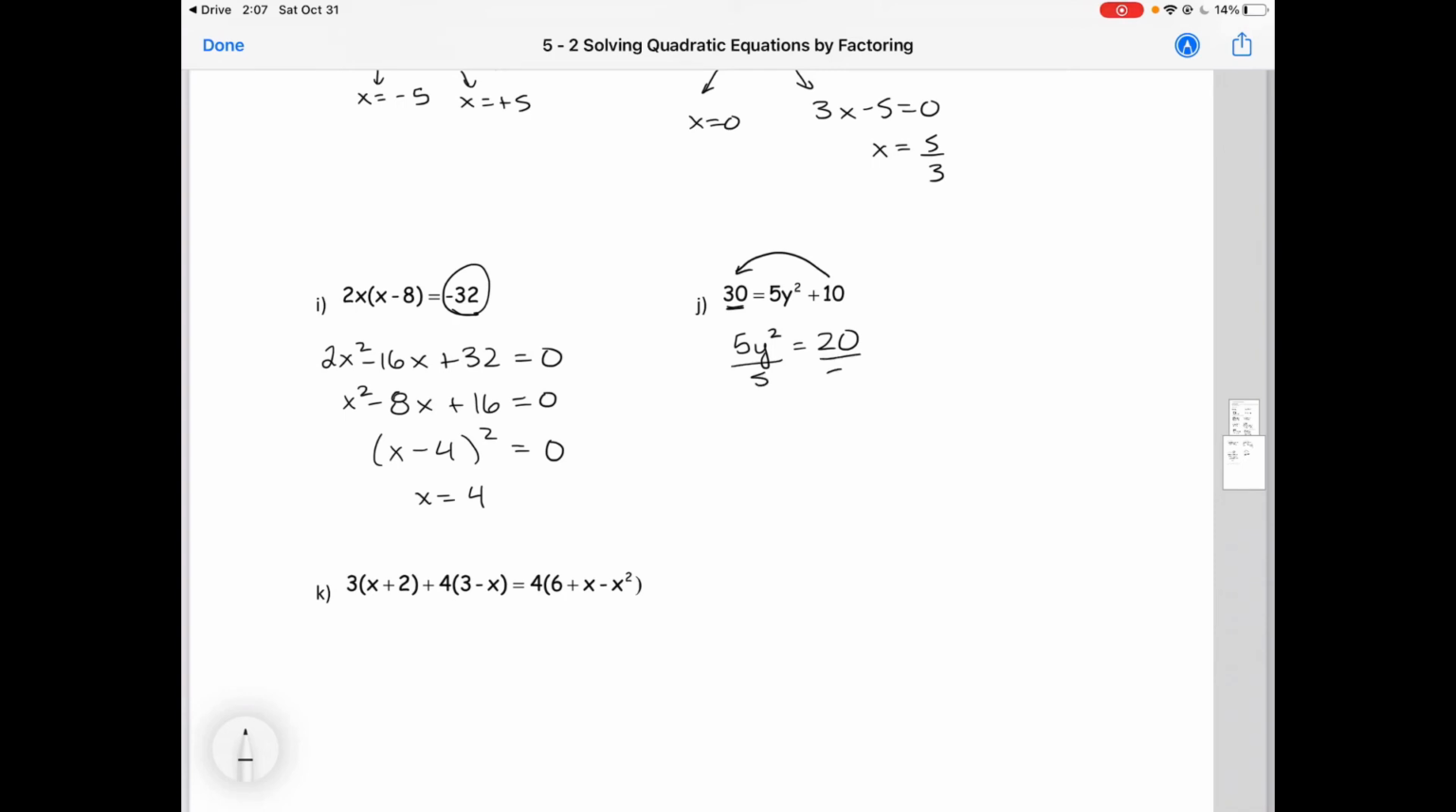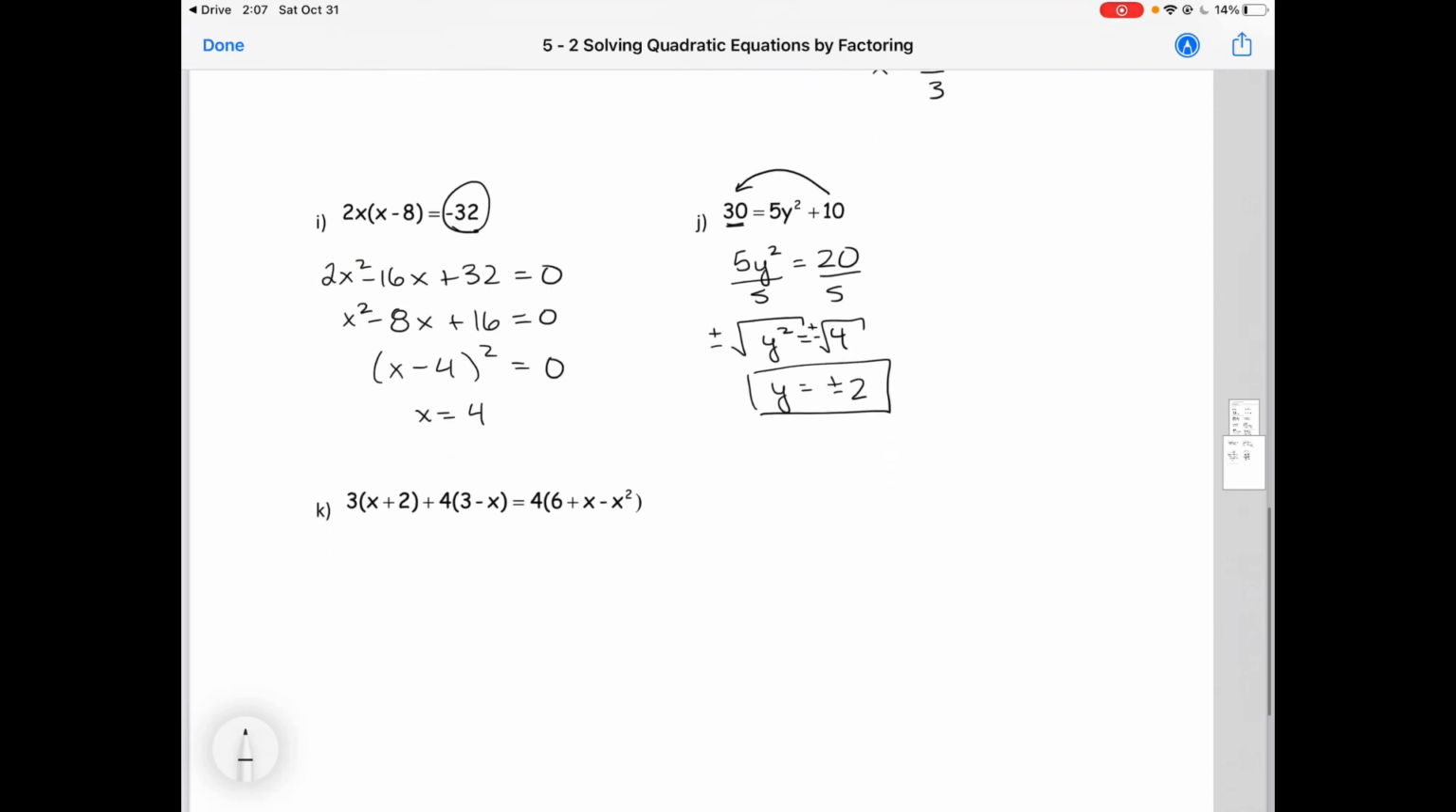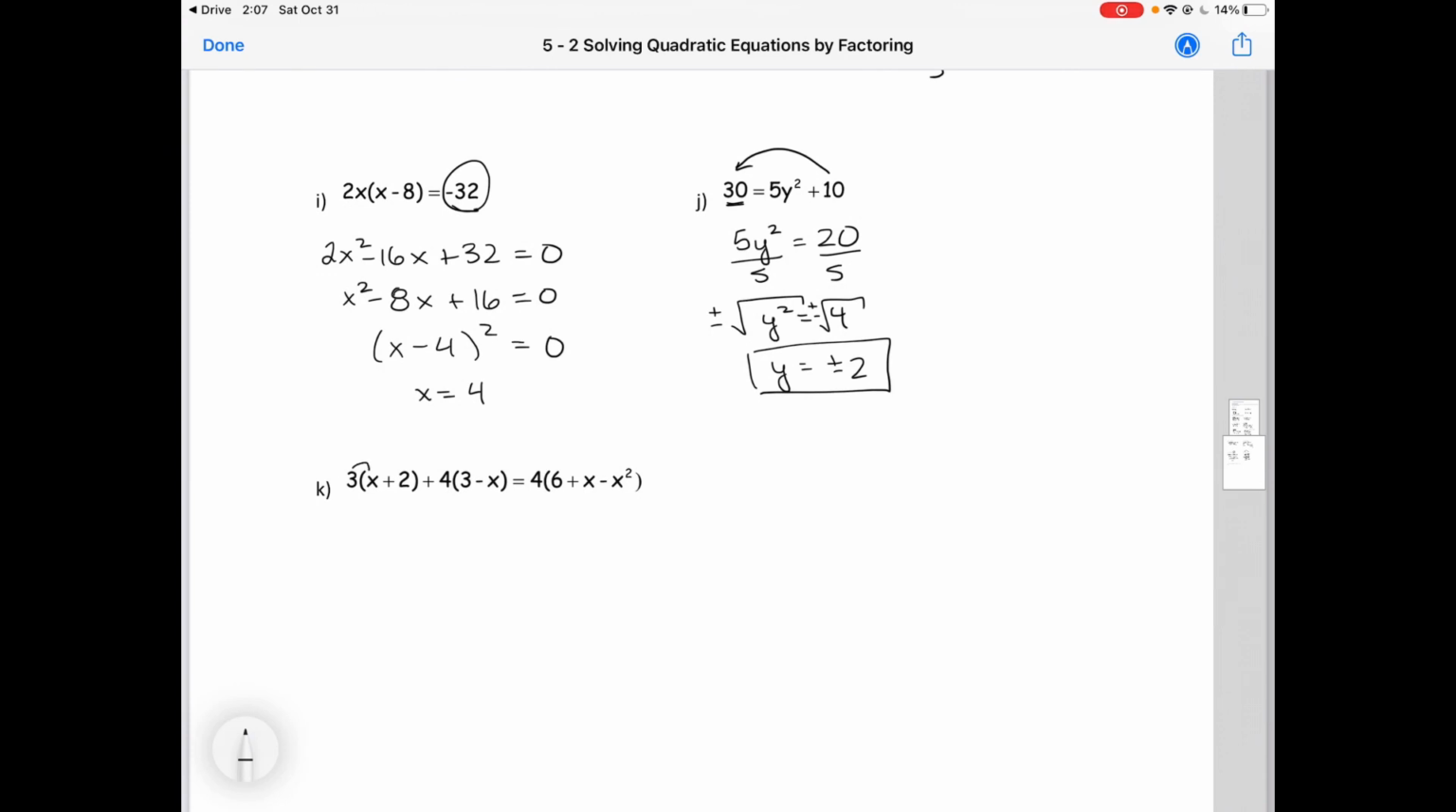Now what I can do here is divide both sides by 5. And then I'm going to take the square root of both sides. The only thing to be careful of when you're taking the square root is that you do get two answers, positive and negative. The last one looks extra complicated, but it's not that scary. You just need to expand and move everything over onto the left-hand side.